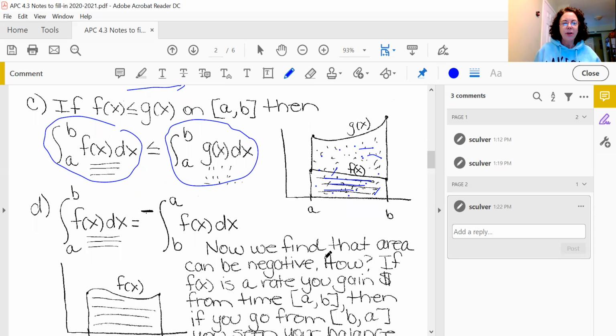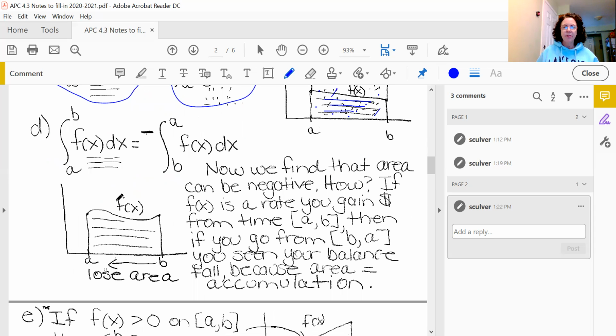Now, did you know that area can be negative? It can. And I just want to explain real quick, even though I have plenty of notes, you can have a rate at which you gain money or lose money. And we know the integral of that is a position, a money position. How much money do you have?